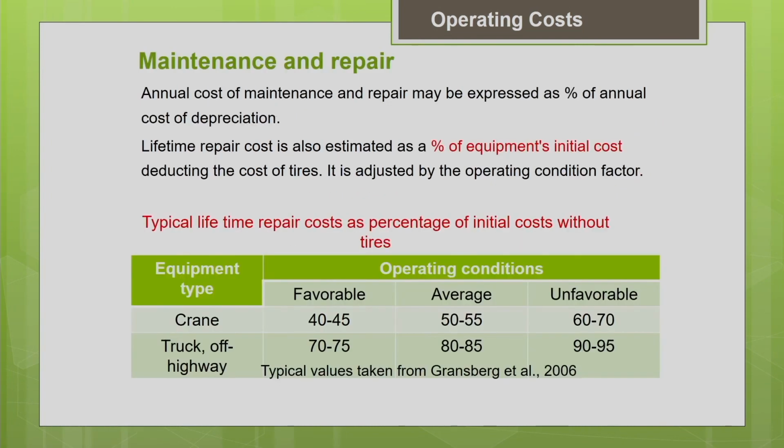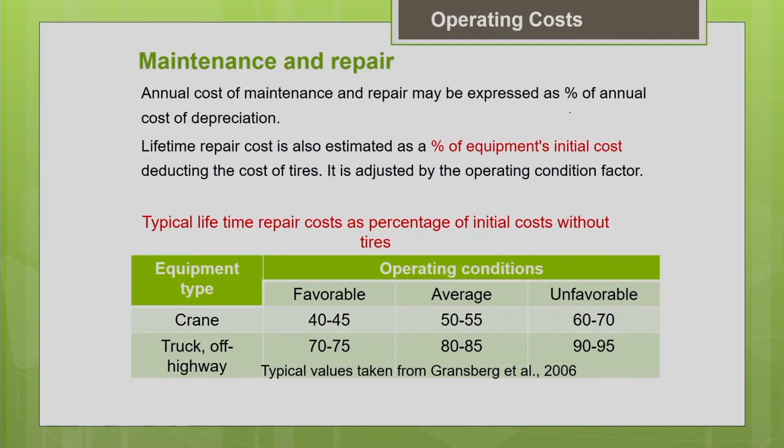Generally, if you look into the literature, there are different ways by which the maintenance and repair cost is estimated. In some literature, they express it as a percentage of the annual cost of depreciation of the machine. In some cases, you can see that the lifetime repair cost is estimated as a percentage of equipment's initial cost. So there are different ways by which you can estimate it.